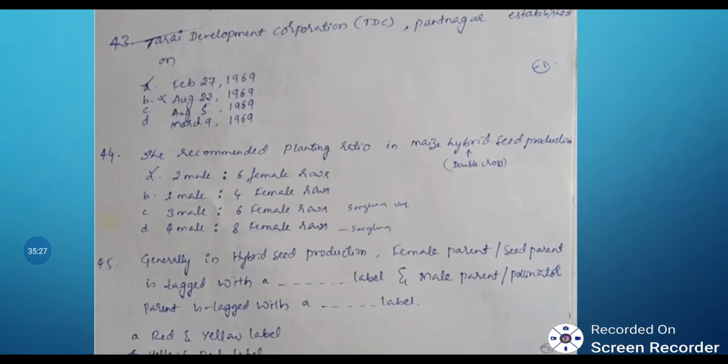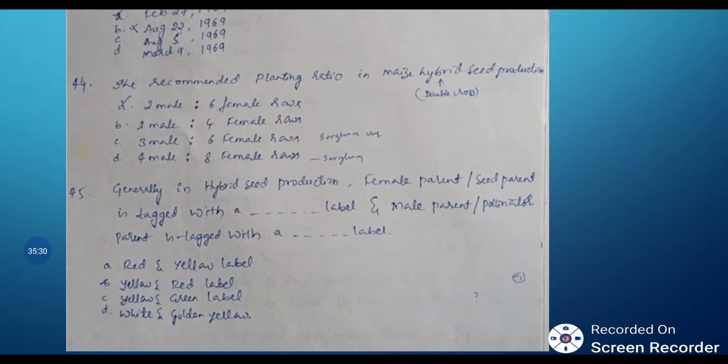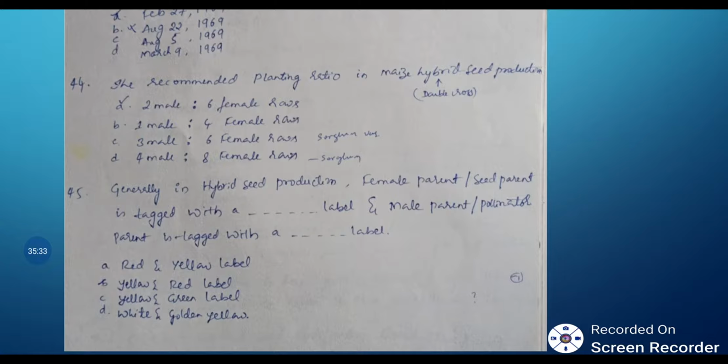Next question is the recommended planting ratio in maize hybrid seed production. The options given are 2 male 6 female rows, 1 male 4 female rows, 3 male 6 female rows and 4 male and 8 female rows. This is for double cross hybrid maize. For double cross hybrid maize, we should follow 2 male and 6 female rows. Next question, generally in hybrid seed production, female parent or seed parent is tagged with yellow label and male parent or pollinator parent is tagged with red label.